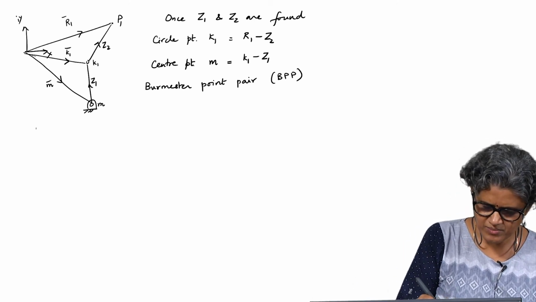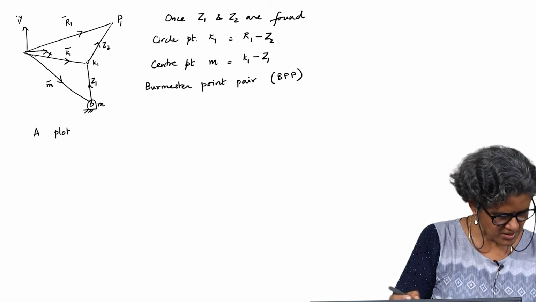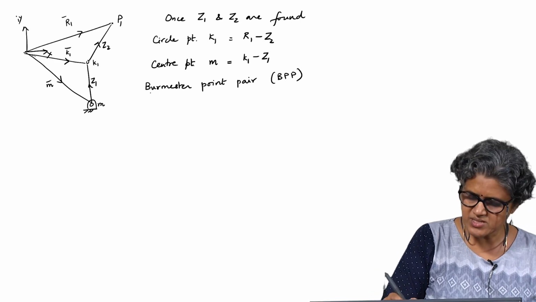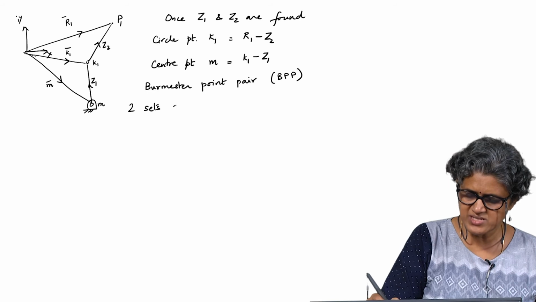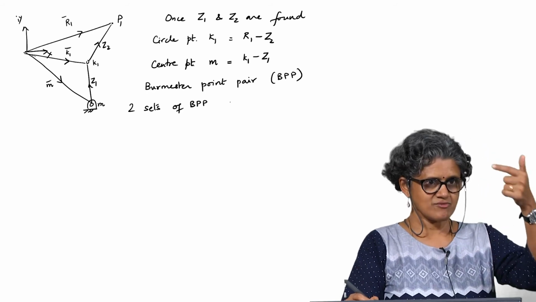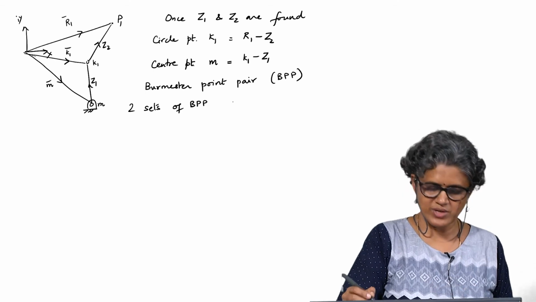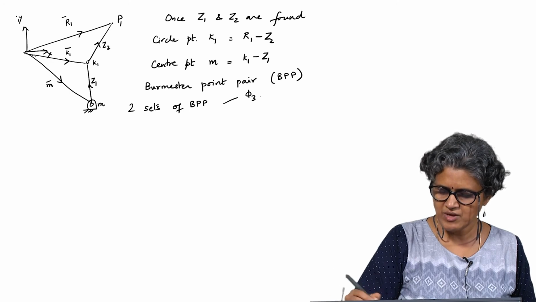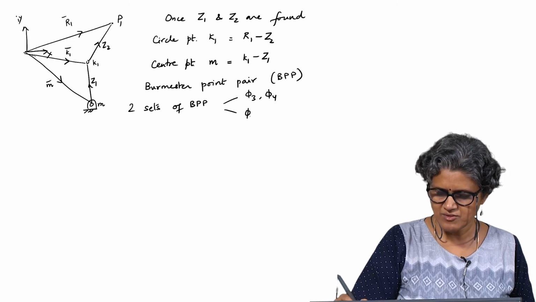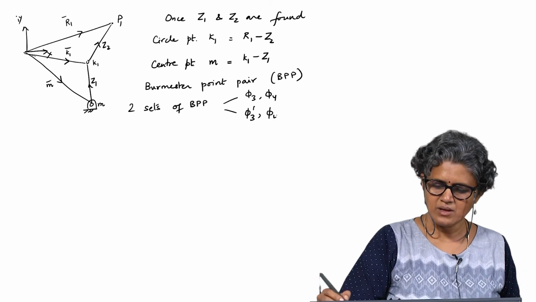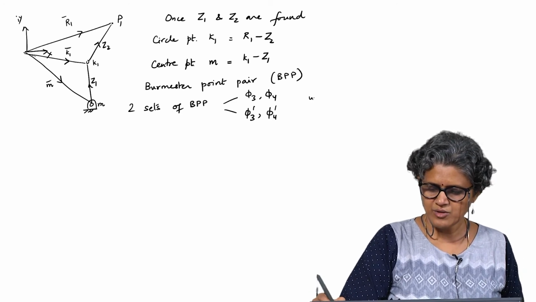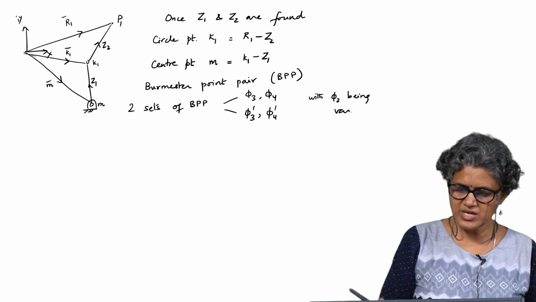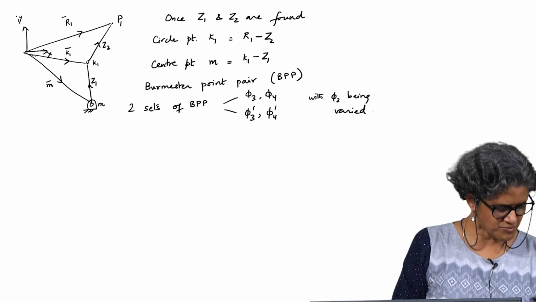So, a plot of the, okay, let me just write this down. So, you get 2 sets of the Burmester point pairs. Why 2 sets? Because again phi 3, phi 4, phi 3 dash, phi 4 dash. So, 2 sets, one for phi 3, phi 4, one for phi 3 dash and phi 4 dash, with phi 2 being varied. So, for each phi 2 you will get 2 sets of Burmester point pairs.